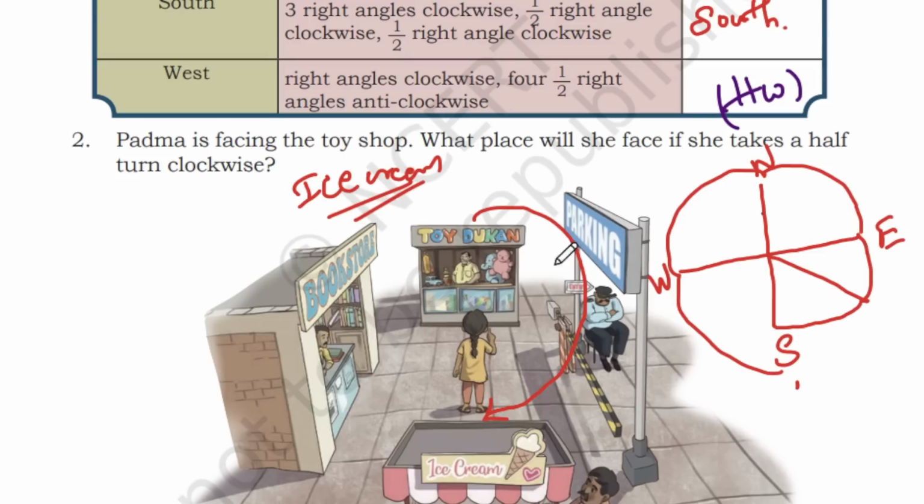Okay, and if she takes, for example, a quarter turn, she can see the person sitting in the chair in the parking place. So what are the ways she can turn to face the same place? For example, if she wants to face the toy shop again, what does she have to do? She has to do a full clockwise turn. Then she can see the toy shop again, and after that she can see the ice cream shop.